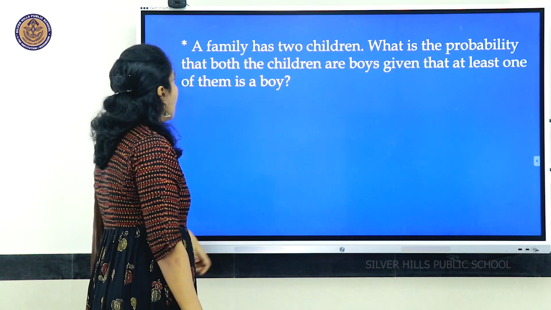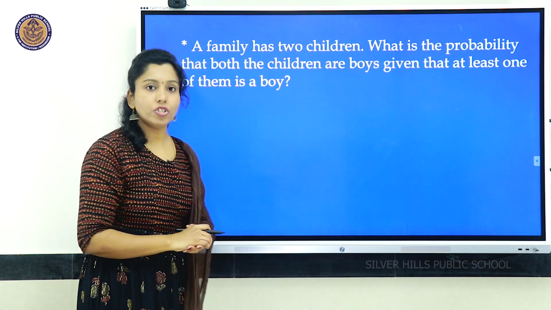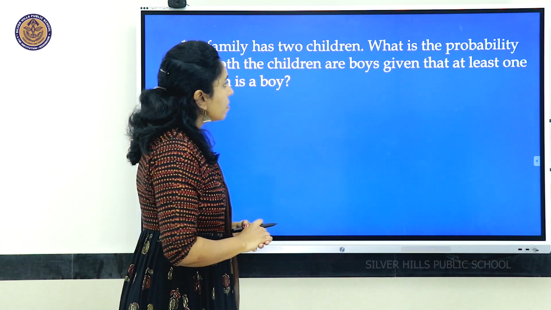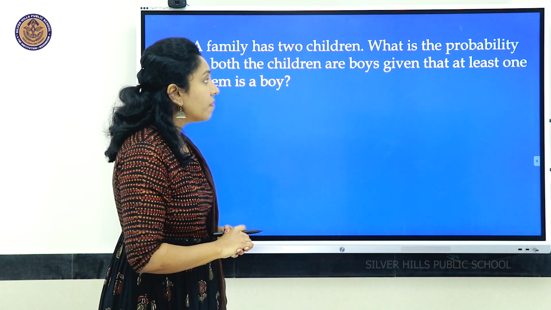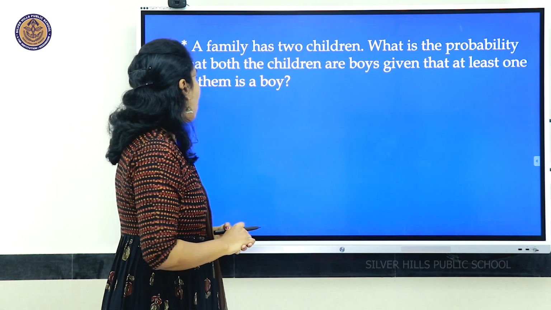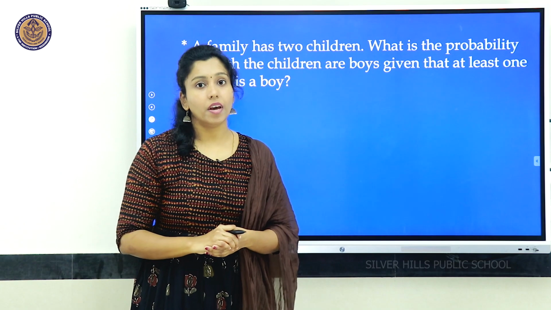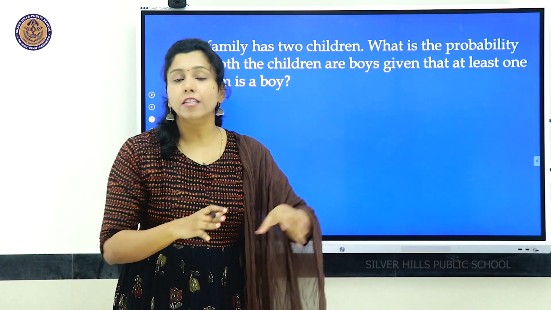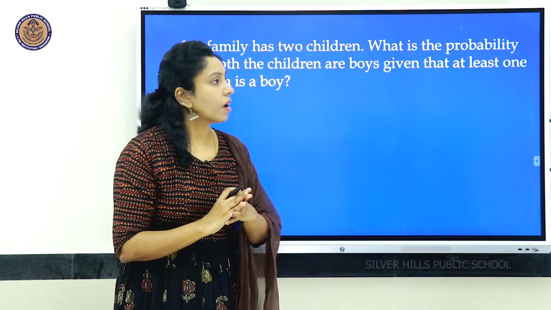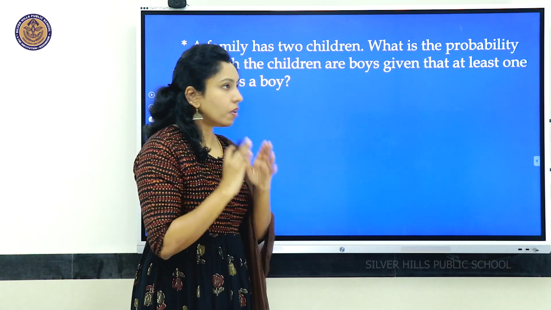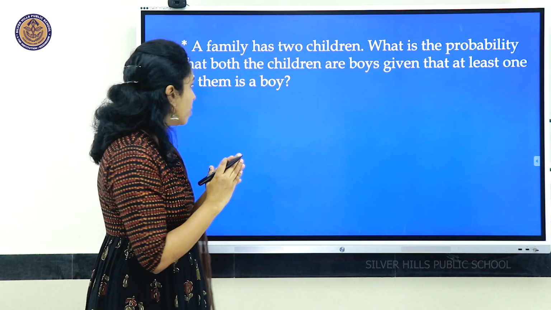Next one. A family has 2 children. What is the probability that both the children are boys, given that at least one of them is a boy? Here the probabilities are not given directly, it is in the form of a statement sum. So, anyway, we got an idea this is based on conditional probability.